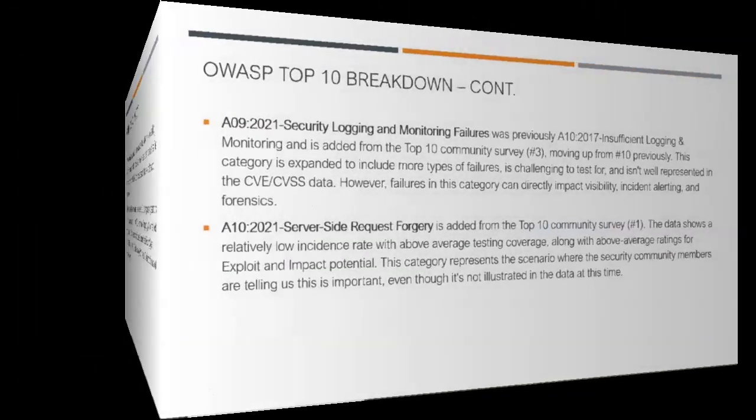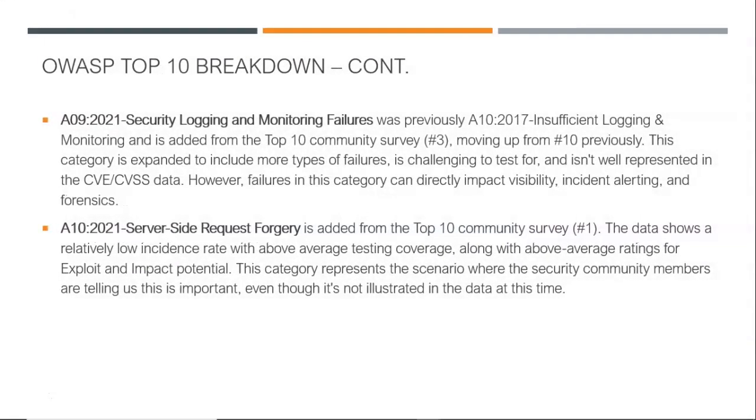A09:2021 Security Logging and Monitoring Failures was previously A10:2017 Insufficient Logging and Monitoring and is added from the top 10 community survey, number 3, moving up from number 10 previously. This category is expanded to include more types of failures, is challenging to test for, and isn't well represented in the CVE/CVSS data. However, failures in this category can directly impact visibility, incident alerting, and forensics.